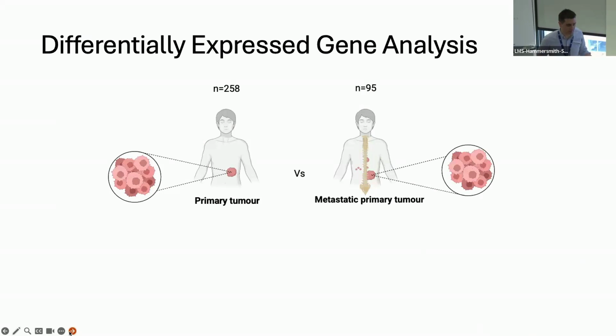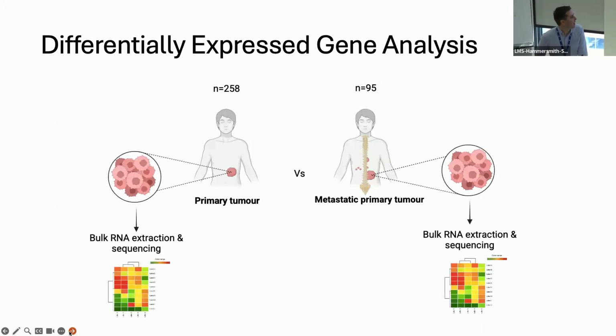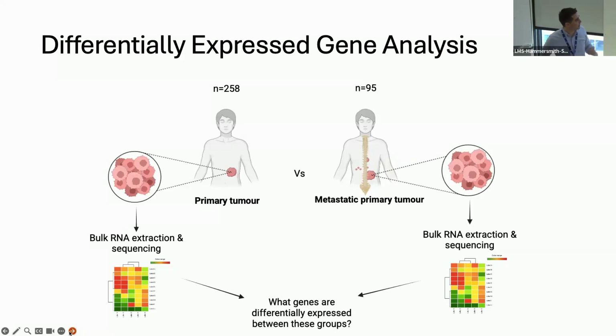So this is essentially a differentially expressed gene analysis. And this is where we get a number of primary tumors that are found to be non-metastatic and compare them to a number of tumors that are found to be metastatic. And the numbers we have are 258 primary tumors versus 95 metastatic primary tumors. And this is a combination of our own work in the lab and publicly available data sets that we can incorporate together. This gave us an expression profile of each different group, and then we performed this differentially expressed gene analysis to ask the question, what are the genes that are different between these two groups?